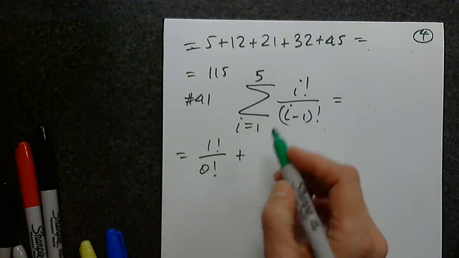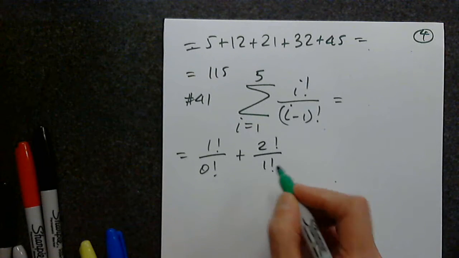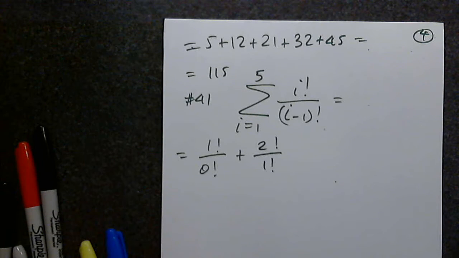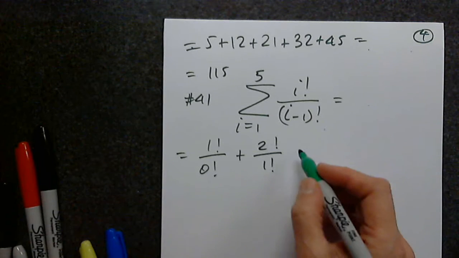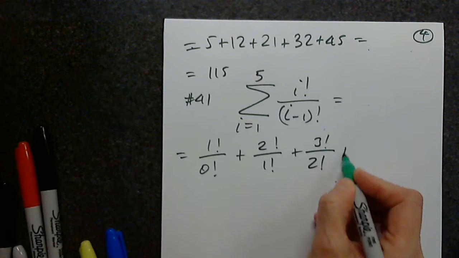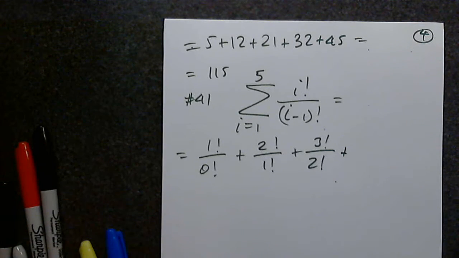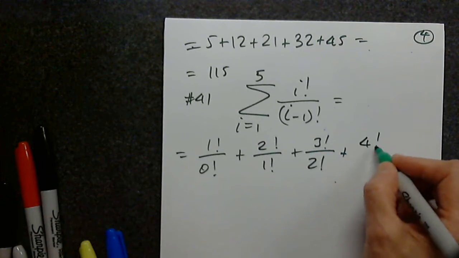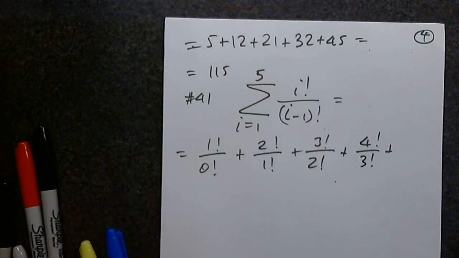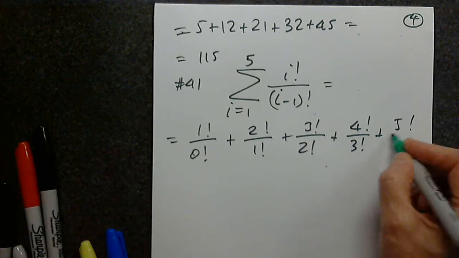I plug in 2. I got 2 factorial over 1 factorial. Then it would be 3 factorial over 2 factorial. Very good. Plus 4 factorial over 3 factorial. Plus, last one, 5 factorial over 4 factorial. That's it.